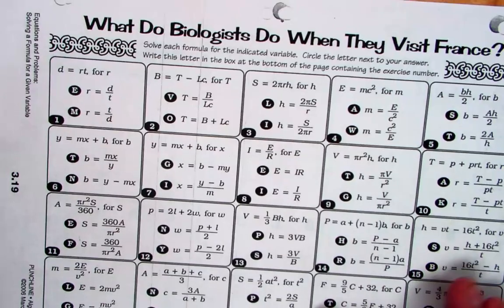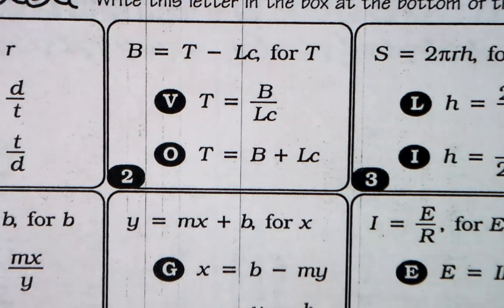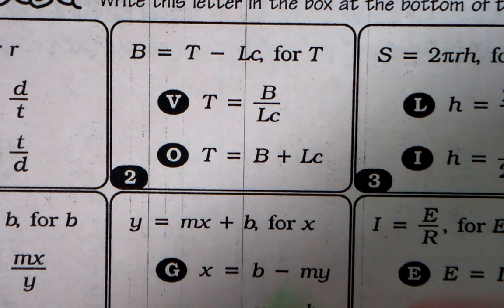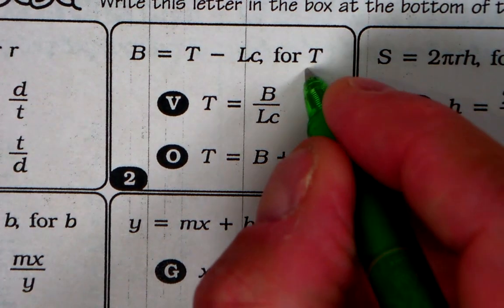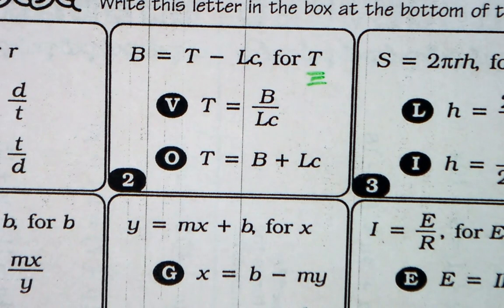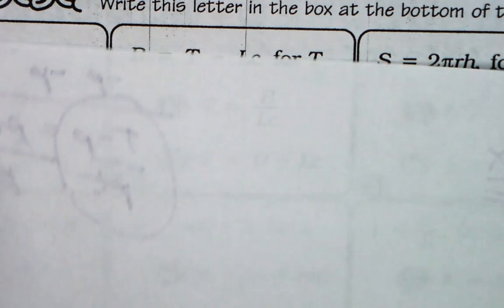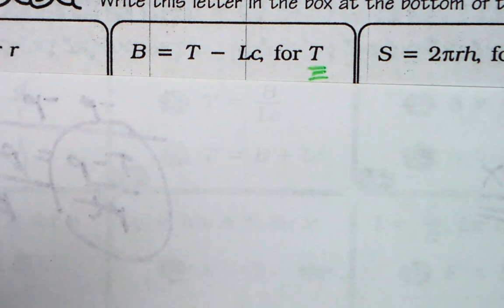So if I do something very basic like number 2, notice they want us to get T by itself. You guys are probably pretty good with moving stuff around if there's numbers, but if there's variables, that's when people usually struggle. So don't even look at the answers they give you at this point. What do I have to do to get T by itself? Plus LC. Yeah, because right now it's minus LC, so I'm going to add LC to both sides. That's where they're getting their answer.